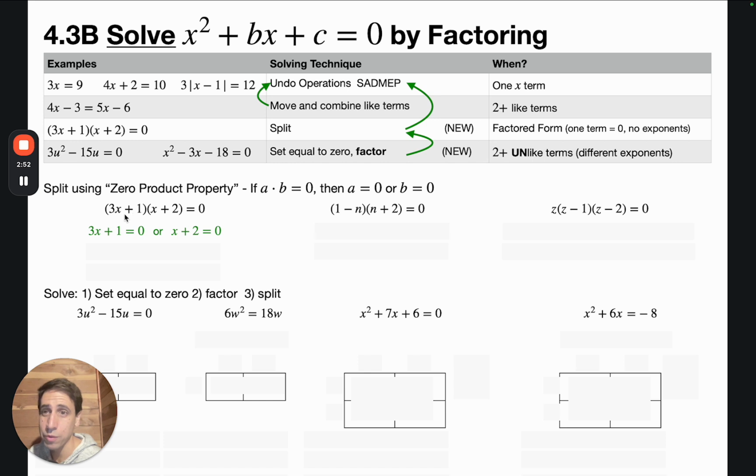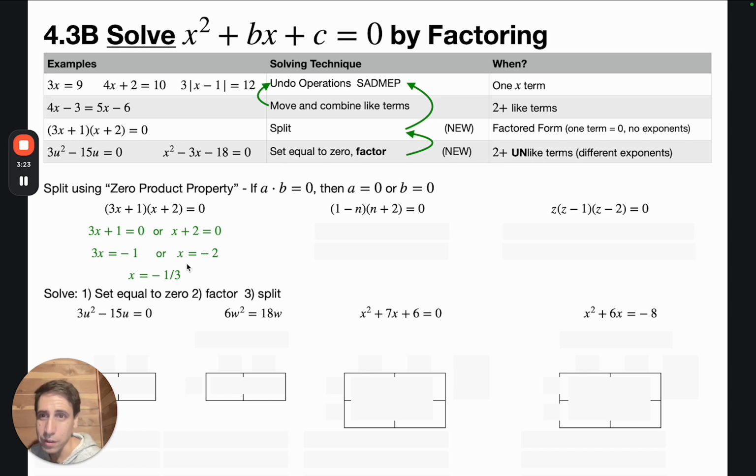Okay, so if you have 3x plus 1 times x plus 2, and those both equal 0, well, either one of them could equal 0. And so we're going to split them from a very complicated equation into two much simpler equations. Now that we've split, after you split them into two simpler equations, you can go back to undoing operations with SADMEP, like we've always been doing. We undo the addition, we undo the multiplication, and we get our two answers.